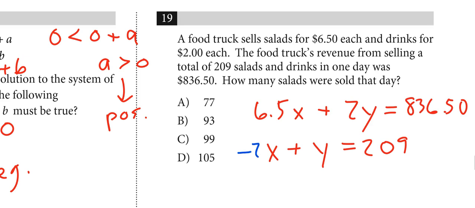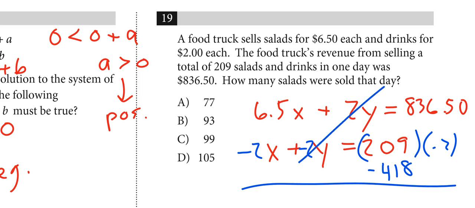I think it'd probably be best if I multiplied the bottom equation by -2, which would be -418, and then add them together. Those would cancel out, giving me 4.5x equals, I'm going to say that's $418.50. So, 418.50 divided by $4.50 gives me x equals 93.